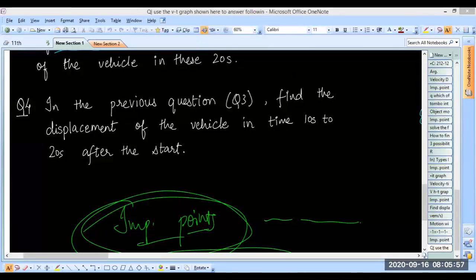Let's continue from where we left yesterday. Yes, very good morning to all of you. So let's continue now. Yesterday we were solving this question.